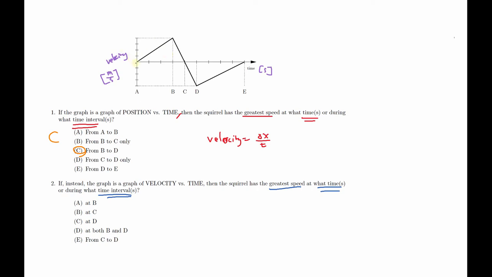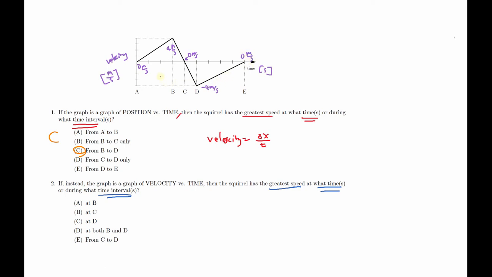So at point A, I just have 0 meter per second. All you have to do is just read the corresponding velocity on the y-axis. So at B, I have 4 meter per second, and at C, I have 0 meter per second. And at D, I have negative 4 meter per second, and at E, I have 0 meter per second.